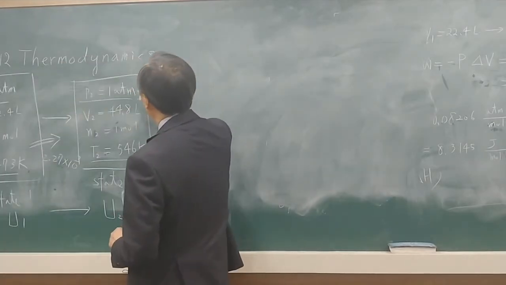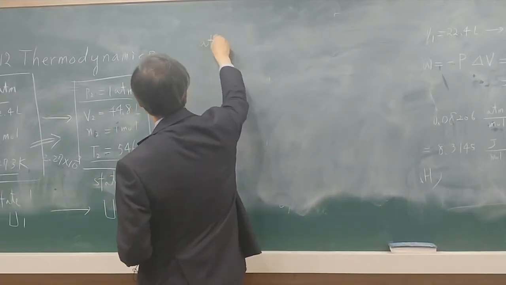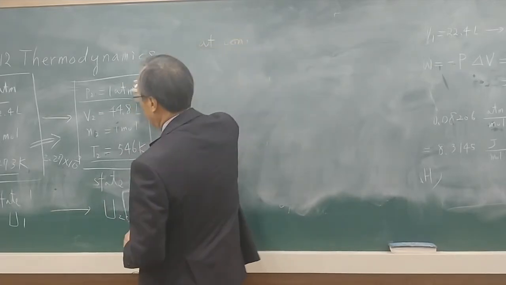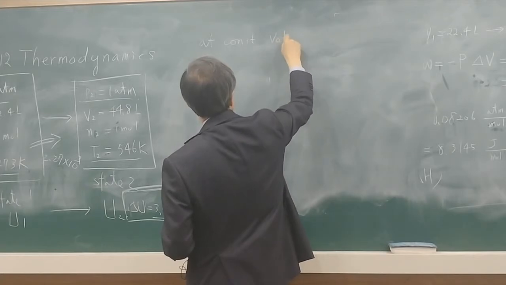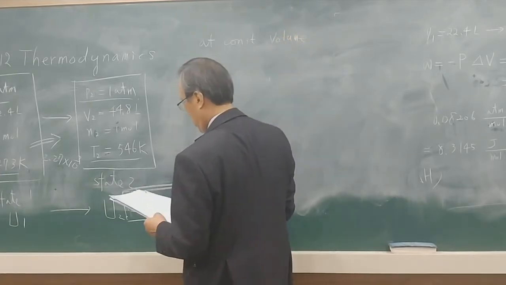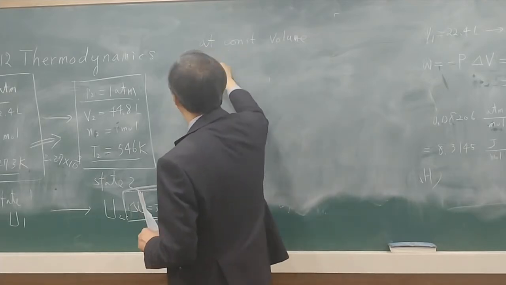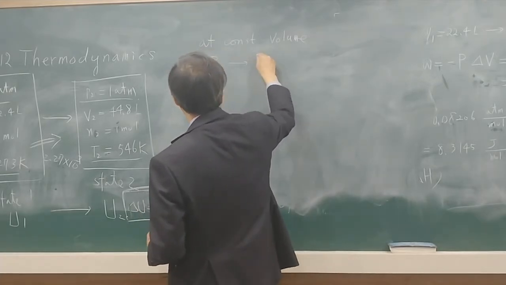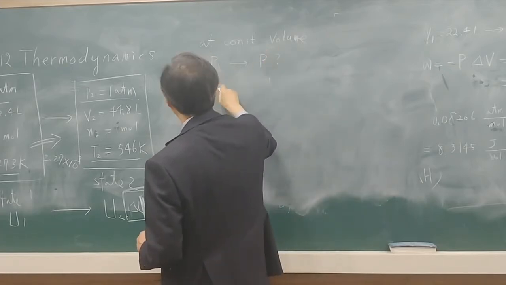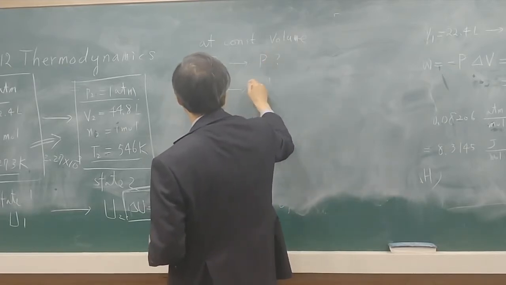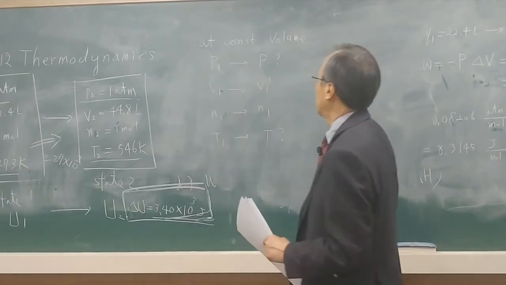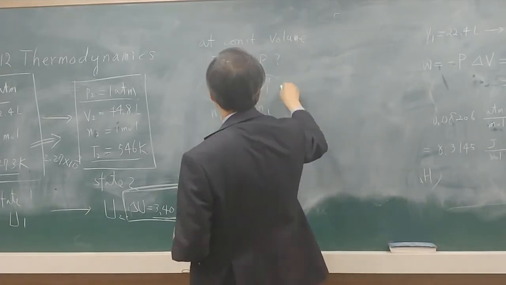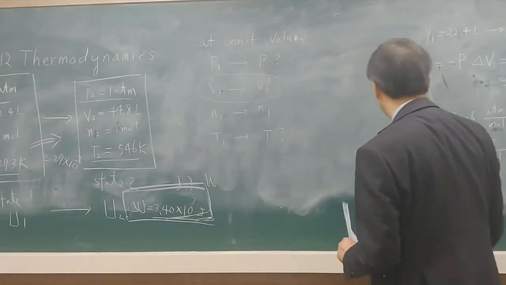In here we had constant volume, right? Now we have another pathway at constant volume. This is constant pressure, then constant volume. So this means P1 to P2, we don't know. V1, the same. N1, the same. T1 to T2, we don't know. At constant volume, in this case, pressure and temperature will be changed.